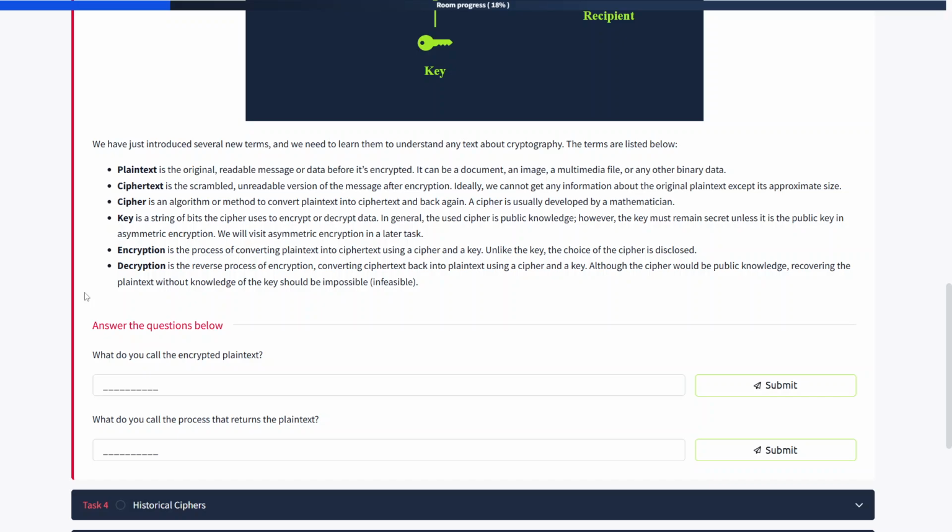Encryption. Encryption is the process of converting plain text into ciphertext using a cipher and a key. Unlike the key, the choice of the cipher is disclosed. Decryption is the reverse process of encryption, converting ciphertext back into plain text using a cipher and a key. Although the cipher would be public knowledge, recovering the plain text without knowledge of the key should be impossible. That is infeasible.